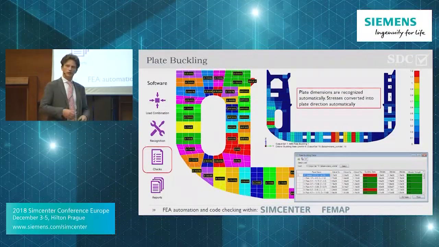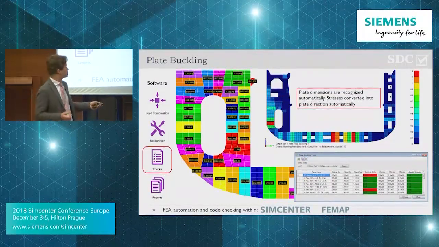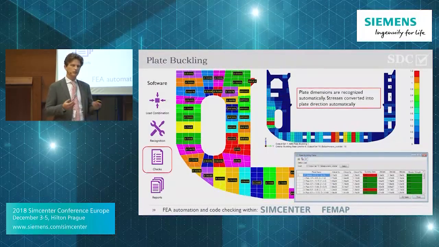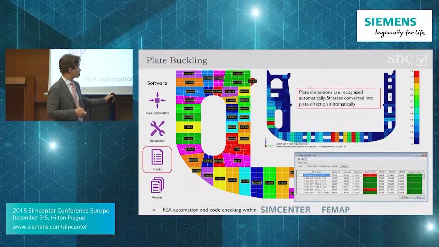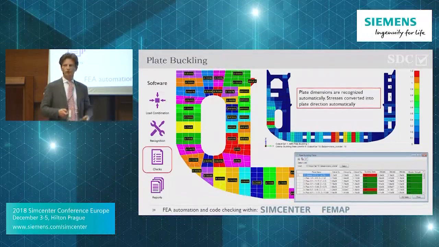Plate buckling works exactly the same. You can see here the labeling of the length and width of each panel, and here you have buckling results. In this case, I think it's ABS. Yeah, it's ABS buckling results, and you can of course also get all kinds of tables.